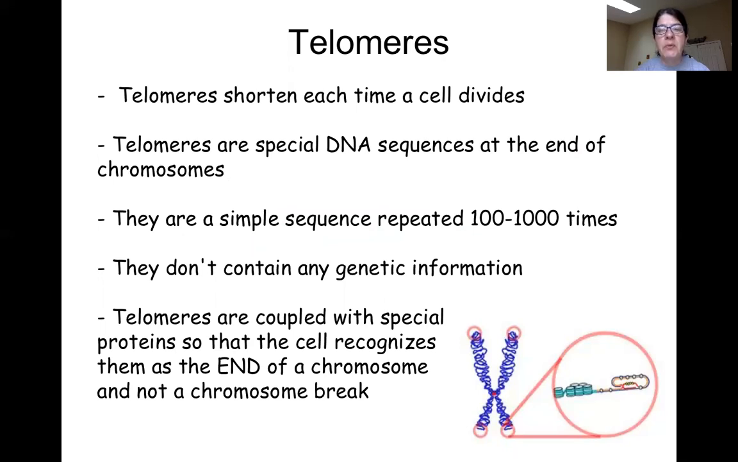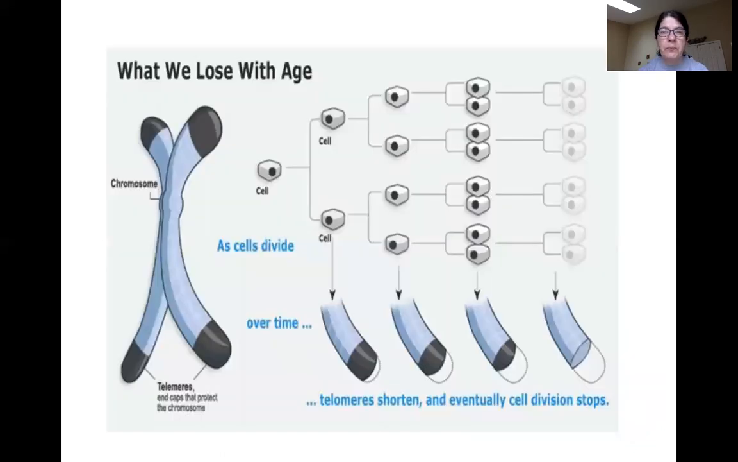They're simple sequences which are repeated 100 to 1,000 times. They do not contain any genetic information. Why? Because you don't want to be losing genetic information each time the cell divides, right? So they're simple repeated sequences that do not contain genetic information. So when they shorten, the cell doesn't really lose any essential information. Now the telomeres are covered with special proteins so that the cell actually recognizes them as the end of chromosomes rather than a break in the chromosome.